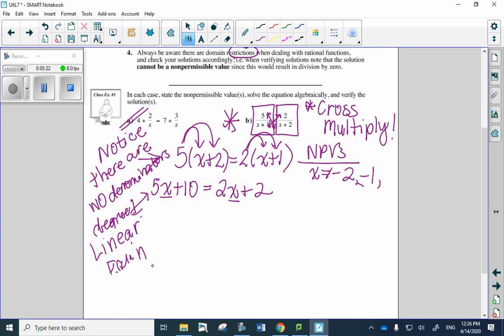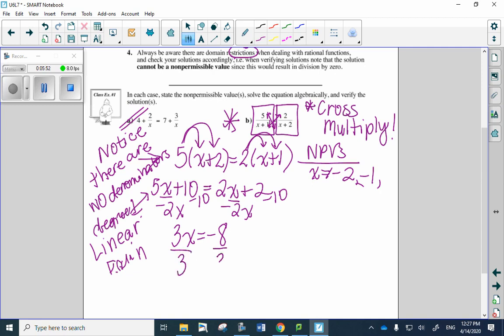A linear equation is the easiest equation to solve because all you have to do is group the x's together and group the constants together. So to solve this, I'm going to subtract 2x from both sides. And let's bring the 10 over to the right. So I'll subtract 10 from both sides. So we're going to be left with 3x is equal to 2 minus 10, which is negative 8. Okay, and then how do you solve for x? You just have to divide both sides by 3.